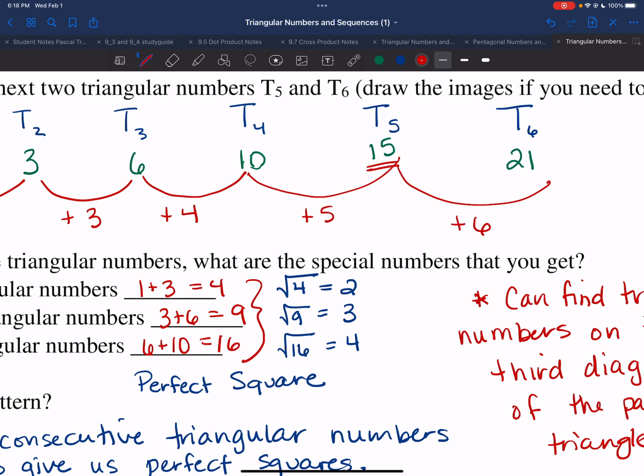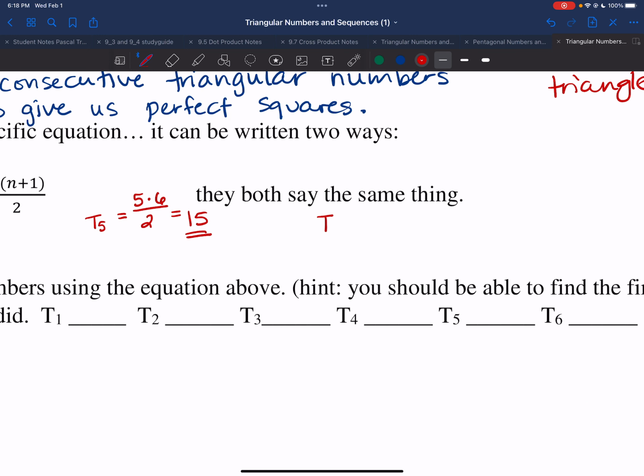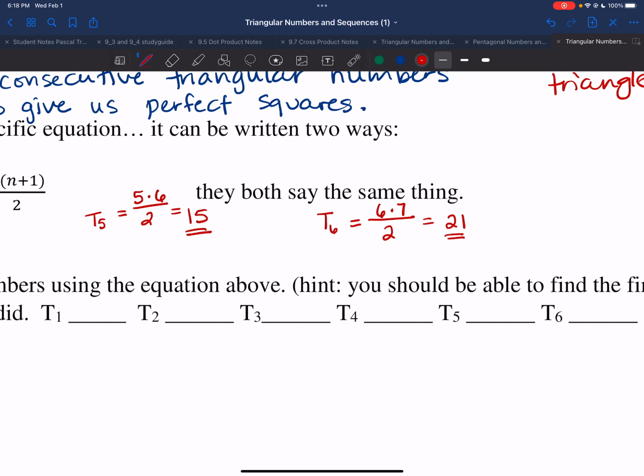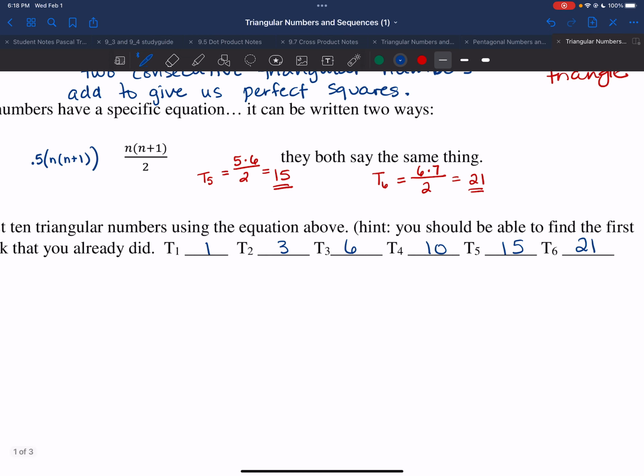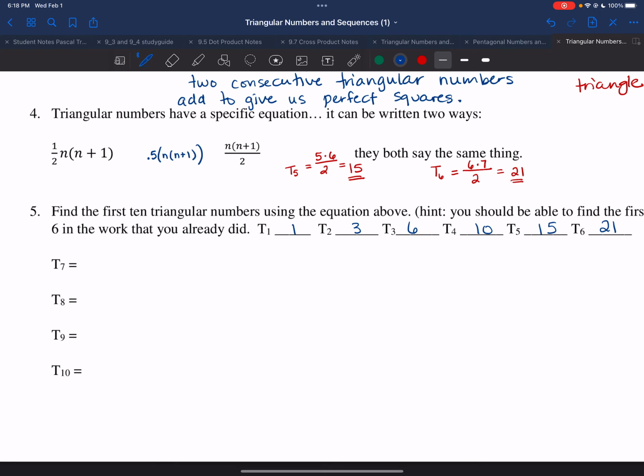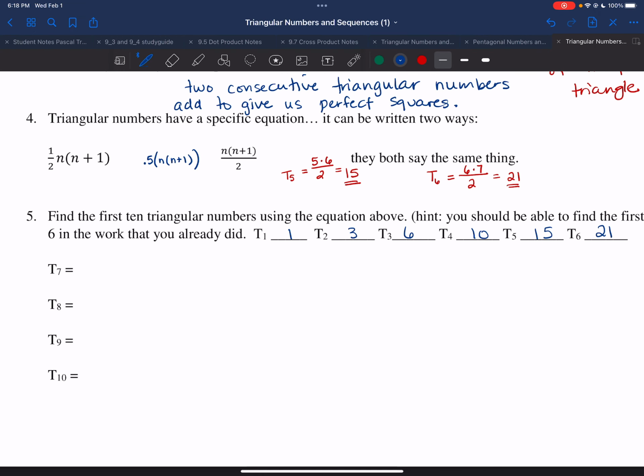We followed that trend. So we're looking for 21 on T6. So looking at T6, I would have 6 times 7, 42, divided by 2. So 42 divided by 2 is 21. So we're in good shape right there as well. All right, so let's go ahead and look at bringing down that trend so we can see it all together. We have 1, 3, 6, 10, 15, and 21. Those are the ones that we've already found. We're going to look at T7, T8, T9, and T10.